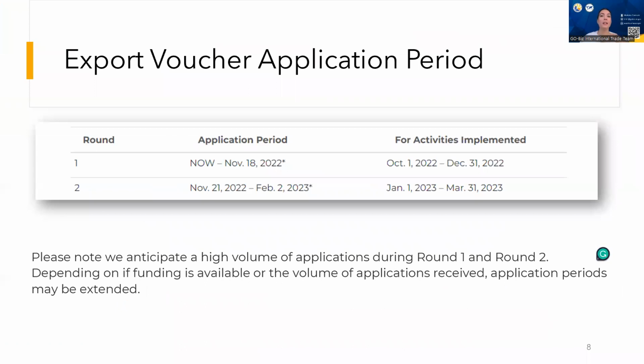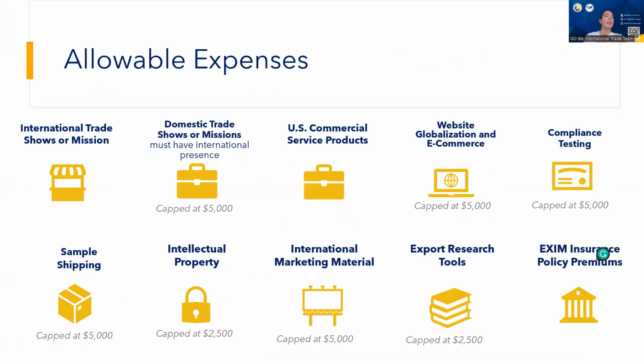Okay, now for the export voucher. So I mentioned earlier, the export voucher is where a company themselves can propose the activities that they are interested in. We have several different categories, and I'll go over a few of them right here. So allowable expenses, we have international trade shows or trade missions. Right now, international trade shows do have preference over domestic trade shows, again, just because the funding is competitive.